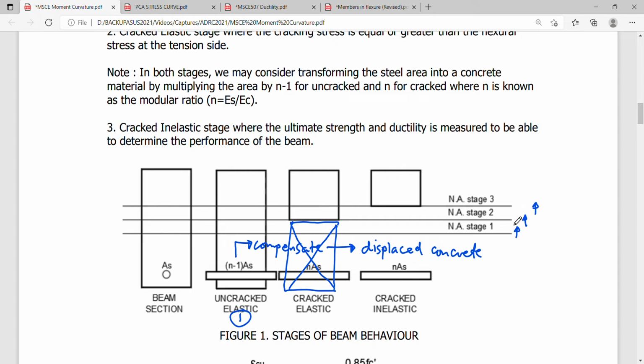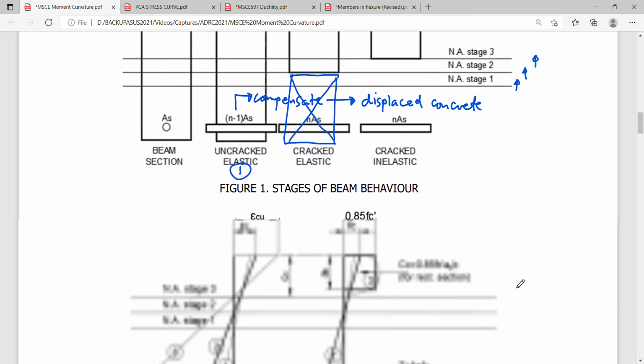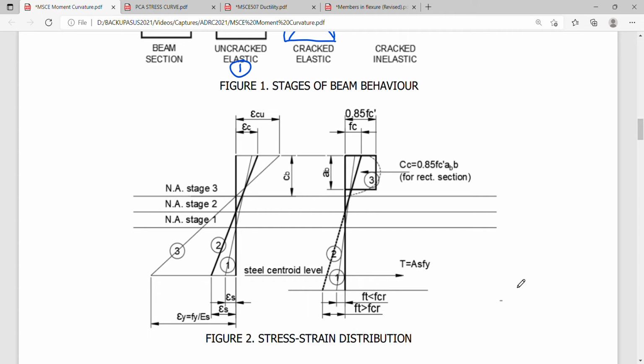changes its location in favor of the extreme compression fiber. Tumataas yung location ng neutral axis mo, humihina yung capacity ng beam mo. Okay, from uncracked to a cracked inelastic. The only difference between these two here: this is still elastic, this is now inelastic. So if we convert this behavior into a stress and strain distribution, this is the scenario.